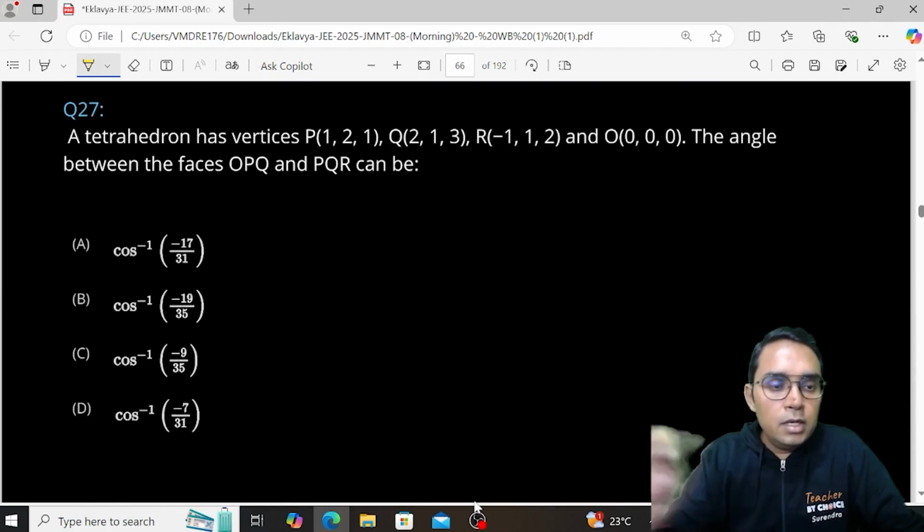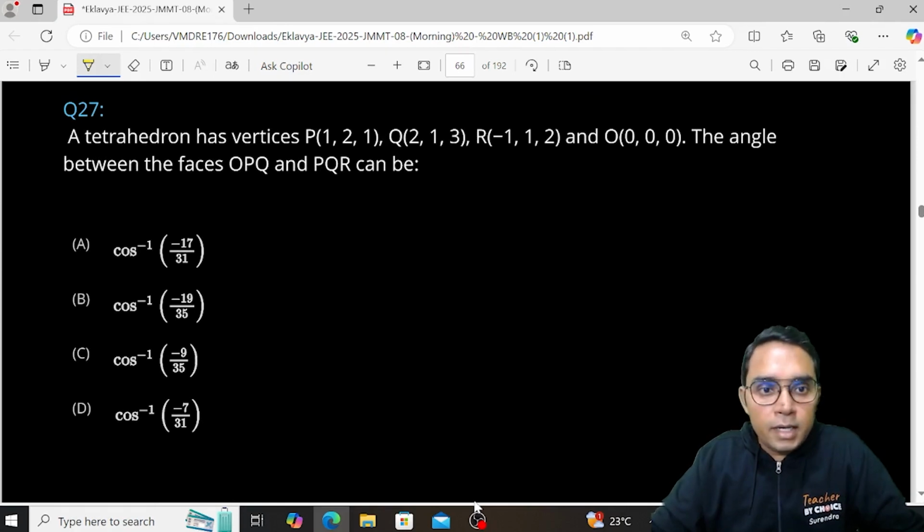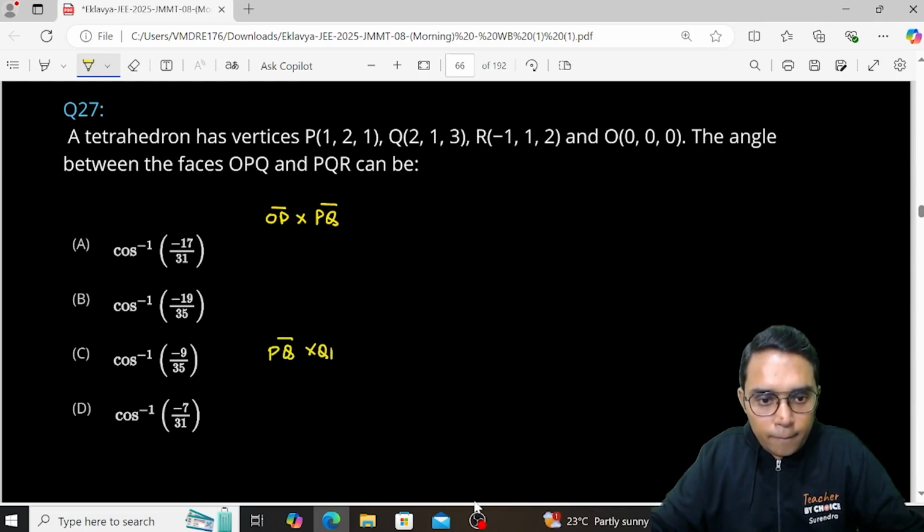Now coming to the next question. Here we are asked the angle between faces OPQ and PQR of a tetrahedron whose vertices are given. Whenever we are finding the angle between faces, we find the angle between their normals. For OPQ, we can find the normal by taking the cross product of 2 vectors, OP cross OQ or OP cross PQ. It's our choice. I am choosing OP cross PQ, and similarly for the other face, I can choose PQ and QR.